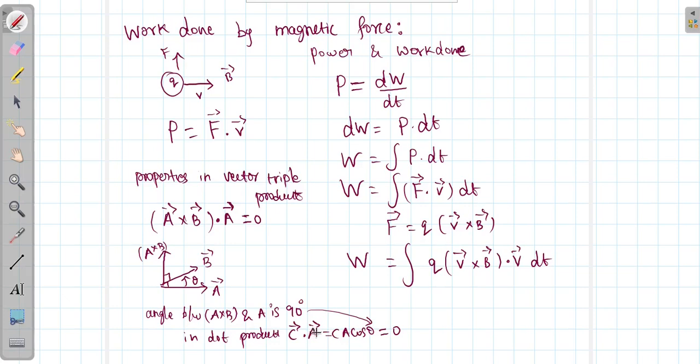Do you understand this one? So whenever a cross product is dotted again with one of the same vectors in the brackets, it results in 0 only. Because V cross B is perpendicular to V. So the direction of the V cross B vector is perpendicular to V vector. Therefore, the entire product is equal to 0. The W becomes 0. That's all.